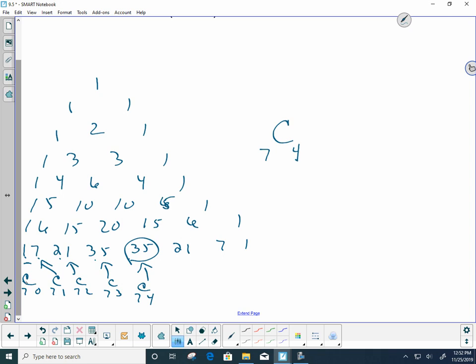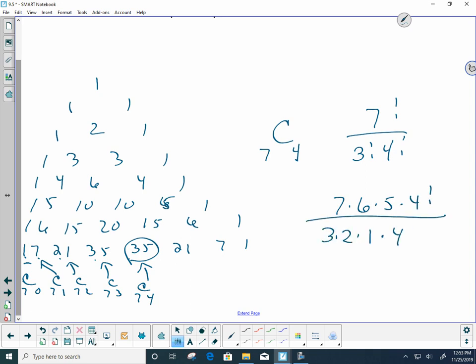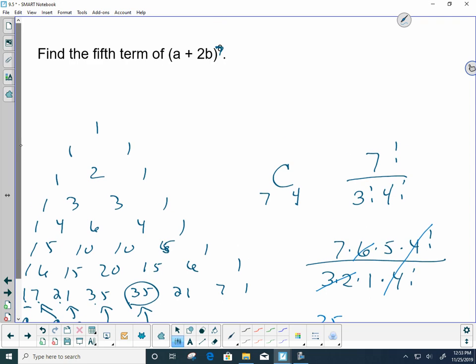So I could have done 7 factorial over 4 factorial times 7 minus 4, 3 factorial. 7 times 6 times 5 times 4 factorial over 3 times 2 times 1 times 4 factorial. Either way, I'm going to get the same answer. This is 6, 6, and I get 35. So either way, I get 35. So my coefficient is going to be 35.